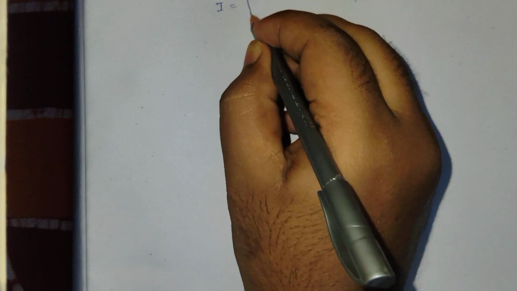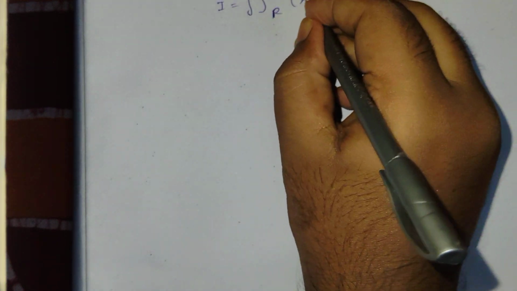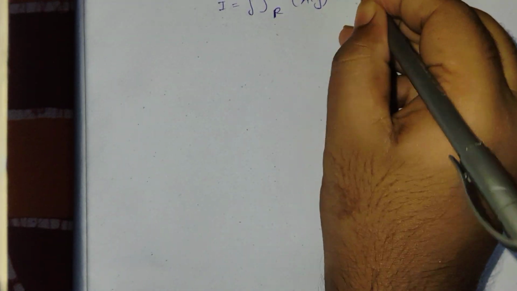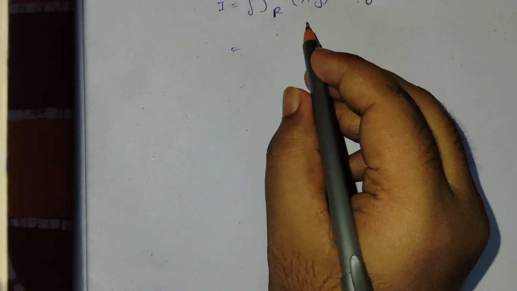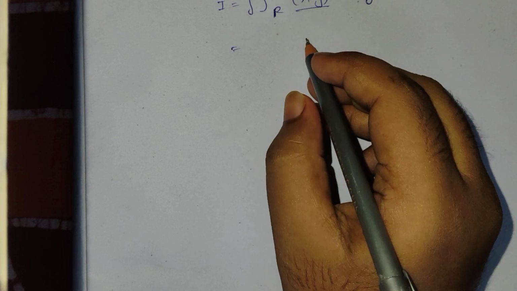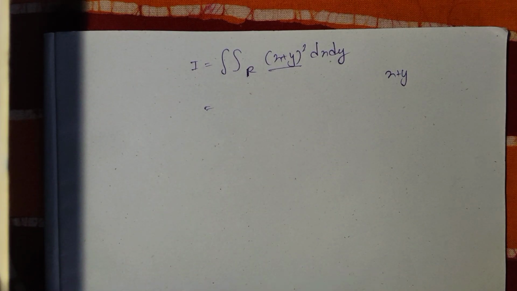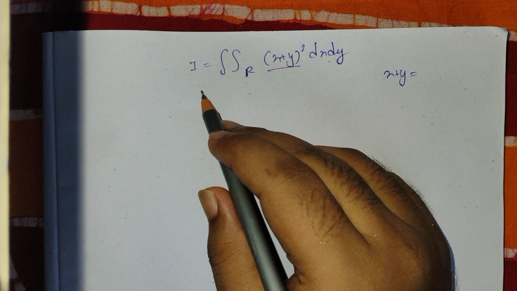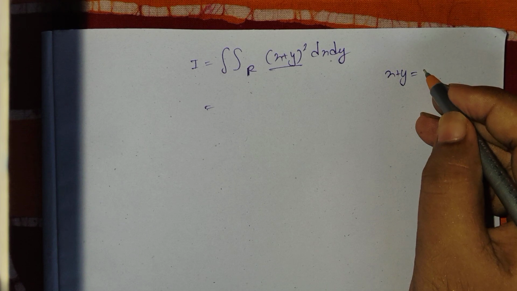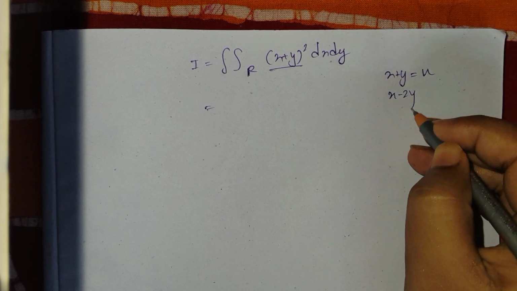Now we can see the integration is this, right? x plus y whole square dx dy. Now we have to replace this, as I have told you, x plus y. Now it is visible. So x plus y, as I have told you, integration is this, and we have told you that x plus y equals u and x minus 2y equals v.